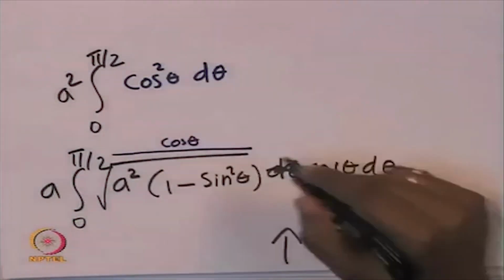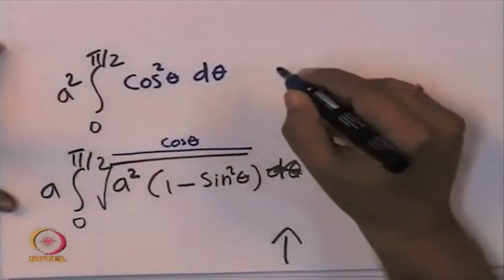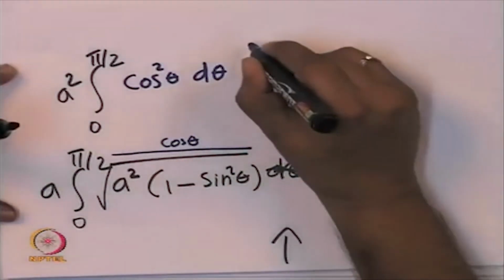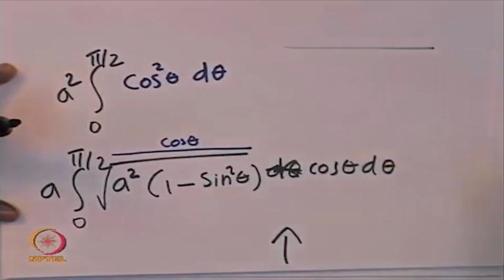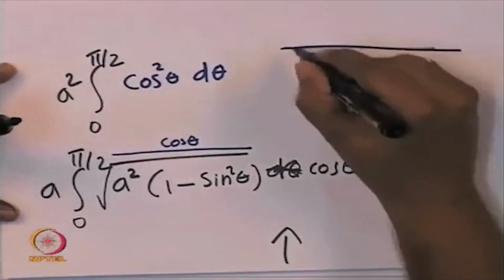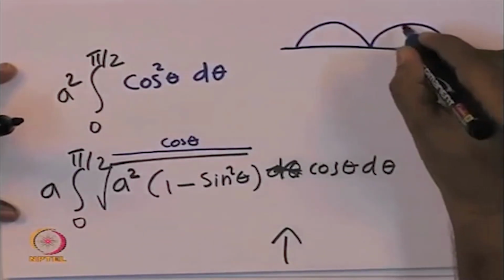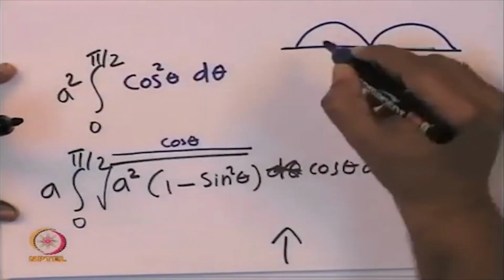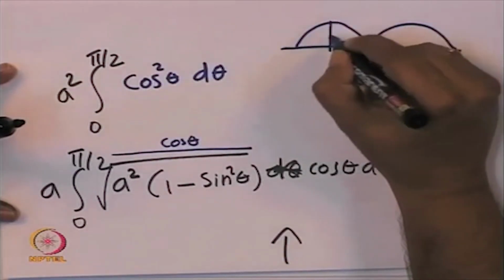So, 0 to pi by 2 cos square theta d theta. So, you can do this. If you think of how to plot cos square theta, you can plot it again. The plot will be like this, so 0 to pi by 2. This is 0 to pi, and 0 to pi by 2 will only be a part of this.